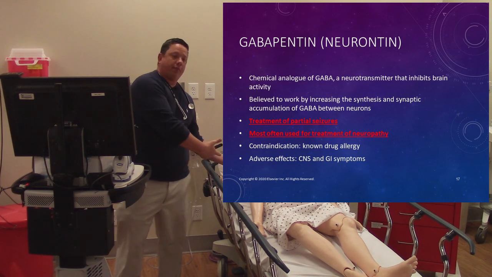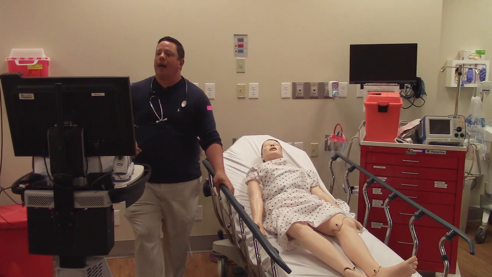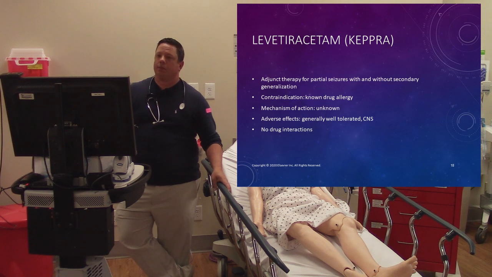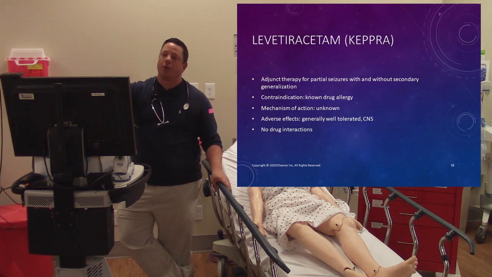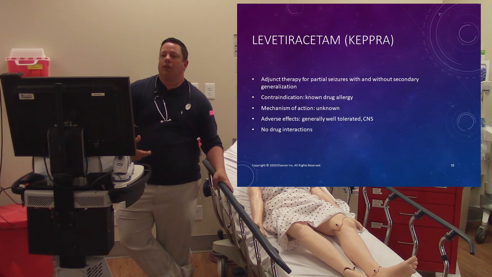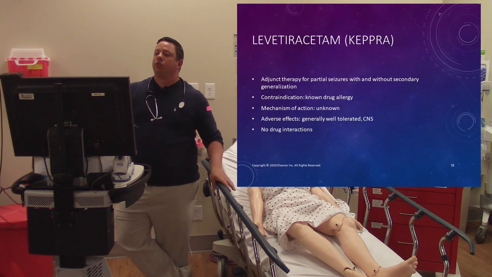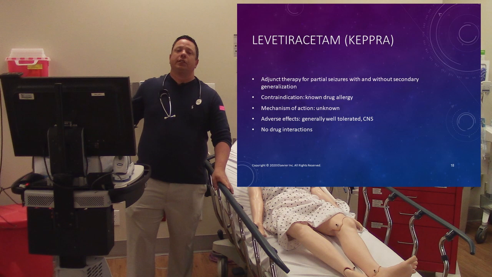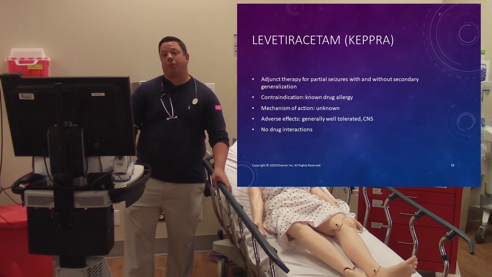Contraindications, don't give it if they're allergic to it. And then adverse effects can be CNS and GI symptoms. Levetiracetam, I talked about this. This is where you're looking at names and remember it. Levetiracetam is Keppra. This is a seizure medication. This can be adjunct therapy for partial seizures, with or without secondary generalization. Sometimes it's given adjunctively. If somebody's at risk for or previously just had a seizure, they might give Keppra while you're in the ICU or the ER acutely, where you're not really taking as much anymore.